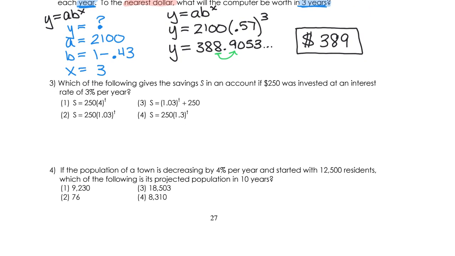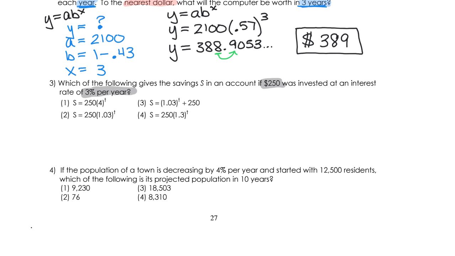Which of the following gives the savings S in an account of $250 invested at an interest rate of 3% per year? So we don't have to go ahead and type it into our calculator. They're just asking us how we would set it up.